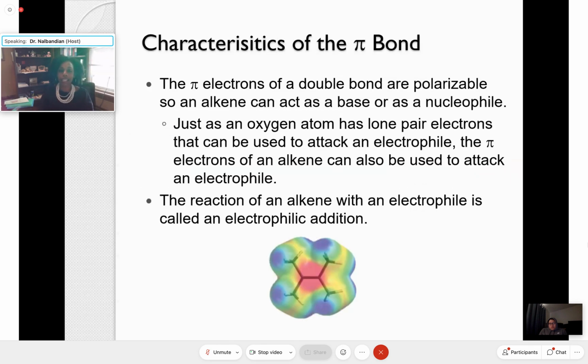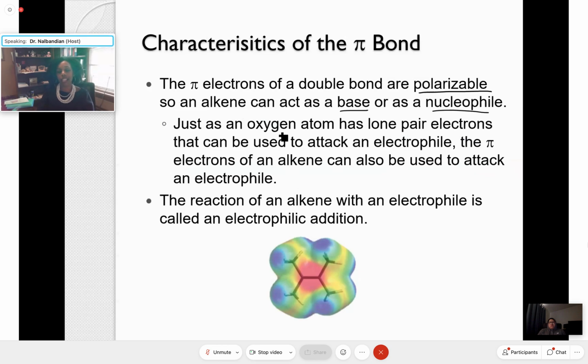All right, so as we have been talking about, this alkene, we have a pi bond in there, right? We have these 4 electrons shared between 2 carbons. 2 of the electrons are sigma electrons, and 2 of them are pi electrons. And so with these pi electrons, they are polarizable. And so we can polarize, right? We can move the electrons over to one atom or the other. And so we can use our alkene as a base or as a nucleophile.